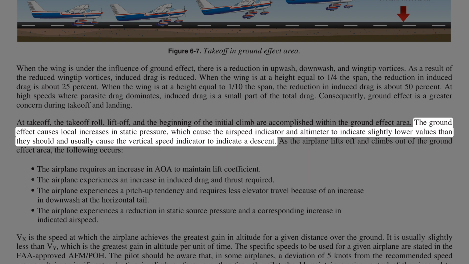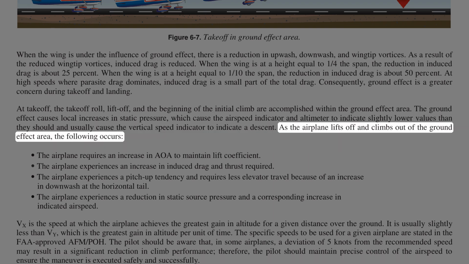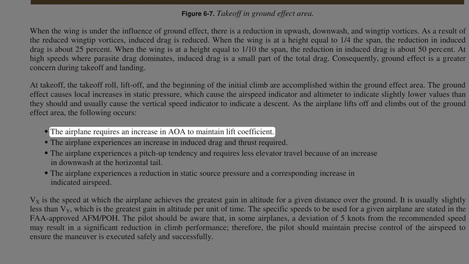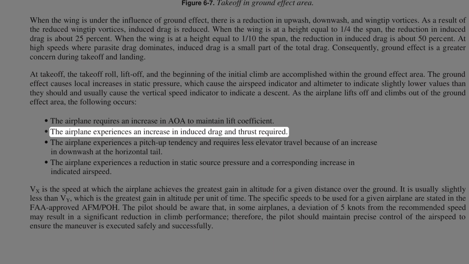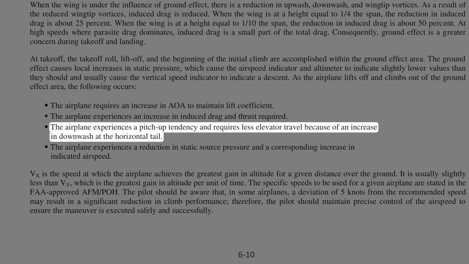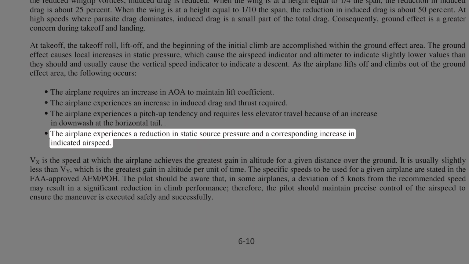The ground effect causes local increases in static pressure, which cause the airspeed indicator and altimeter to indicate slightly lower values than they should and usually cause the vertical speed indicator to indicate a descent. As the airplane lifts off and climbs out of the ground effect area, the following occurs. The airplane requires an increase in AOA to maintain lift coefficient. The airplane experiences an increase in induced drag and thrust required. The airplane experiences a pitch-up tendency and requires less elevator travel because of an increase in downwash at the horizontal tail. The airplane experiences a reduction in static source pressure and a corresponding increase in indicated airspeed.